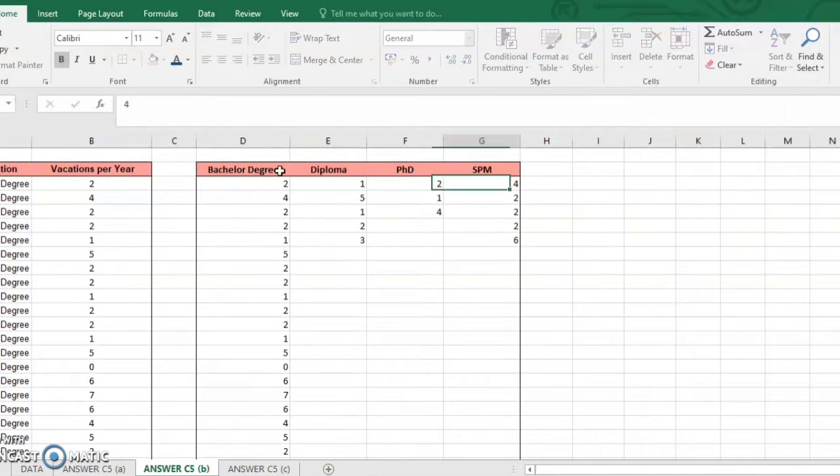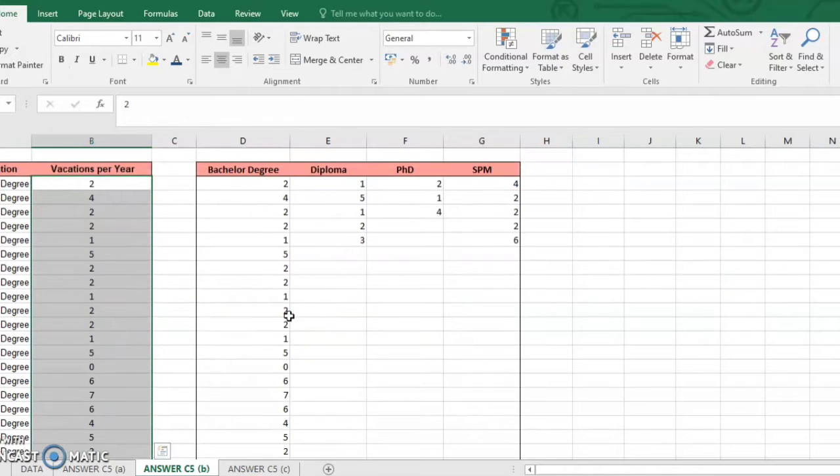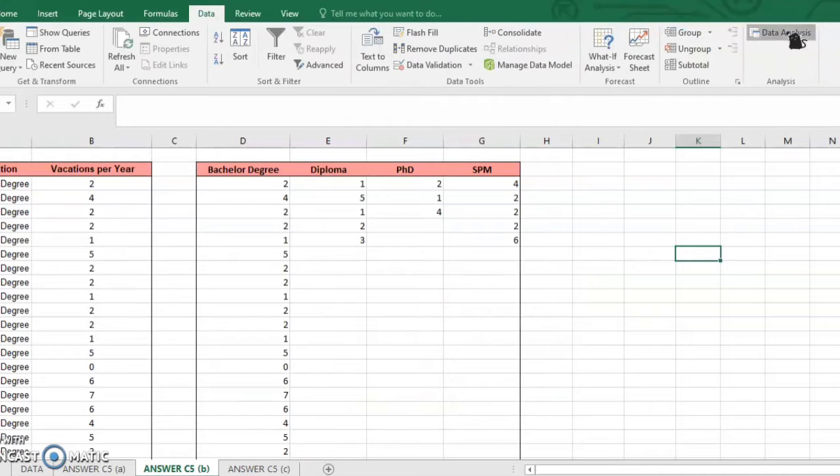Next is to sort the data from A to Z. Then create the table to organize the data according to the category. After that, click the Data tab, then Data Analysis. Click ANOVA Single Factor, then OK.